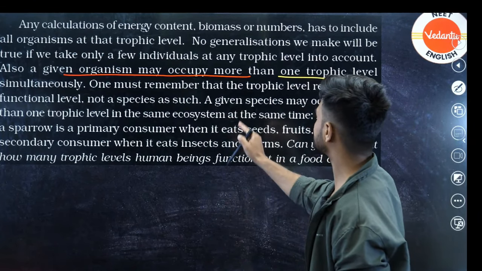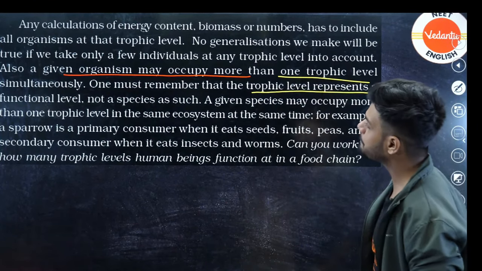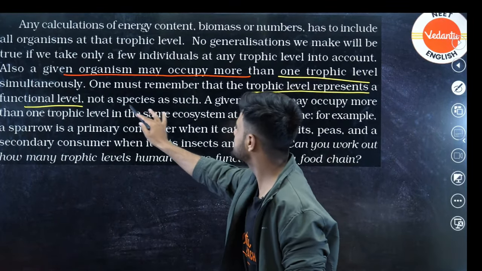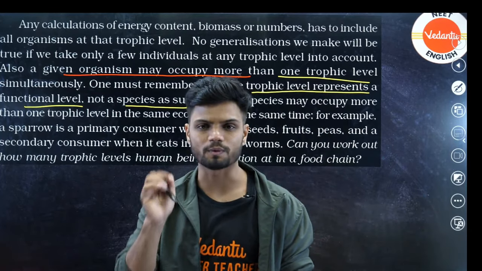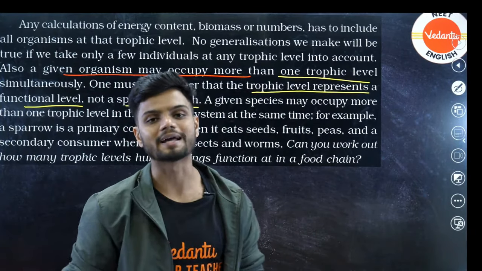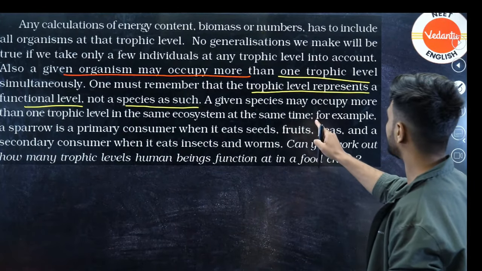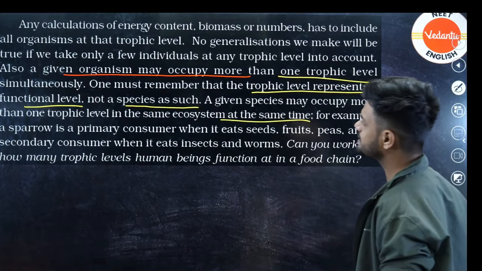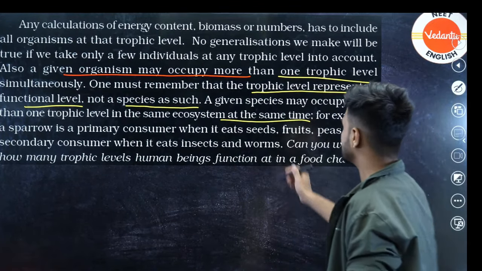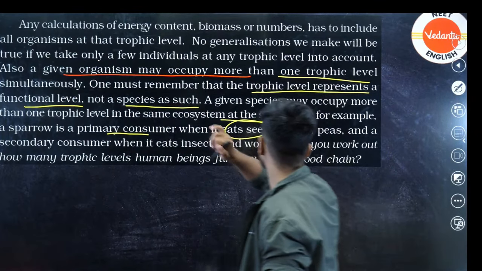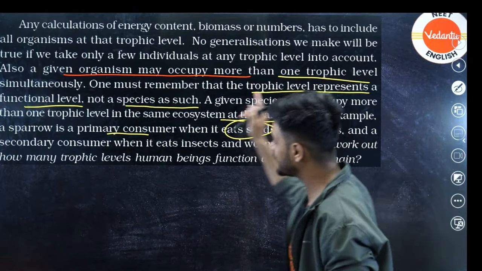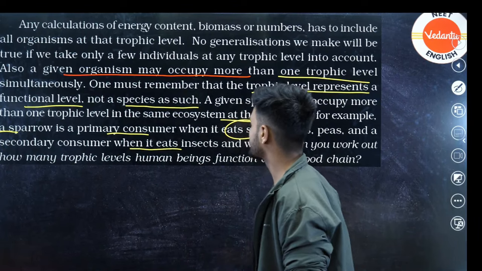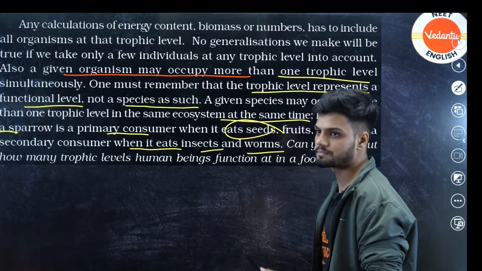Simultaneously, one must remember that the trophic level represents a functional level, not a species as such. So a trophic level is not for one species, it is for a group of organisms. A given species may occupy more than one trophic level in the same ecosystem at the same time. For example, a sparrow is a primary consumer when it eats a seed. The same sparrow is also a secondary consumer when it eats insects and worms.